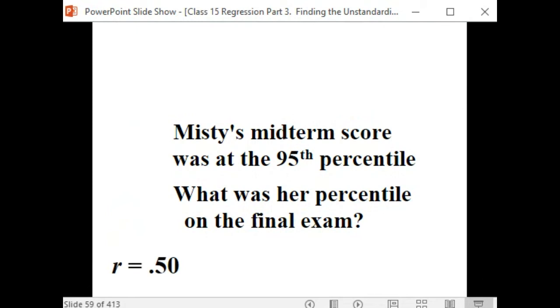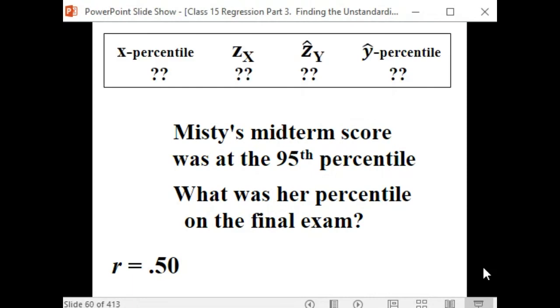Now for this kind of problem, the only background information we're given is that the correlation of midterm grades with final exam grades is 0.50. Now we'll use this box again, which is a lot like the one we used for the problem involving raw scores. Again, the idea is to turn the predictor into a z-score, use the magic formula to get a solution for the predicted value of the z of y, and then turn this z-score back into a percentile. So Misty's percentile on the midterm is 95. So we put that up here.